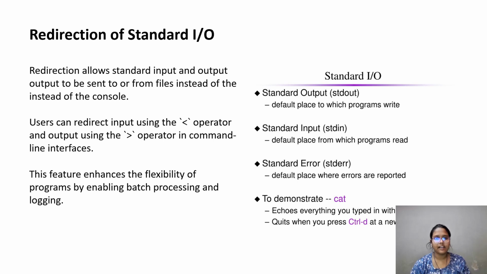Redirection of the standard input output. Redirection allows standard input and output to be sent to or from files instead of the console. Users can redirect input using the less than operator and output using the greater than operator in command line interfaces. This feature enhances the flexibility of programming by enabling batch processing and logging. So here is the standard input, standard output, and standard error to demonstrate.